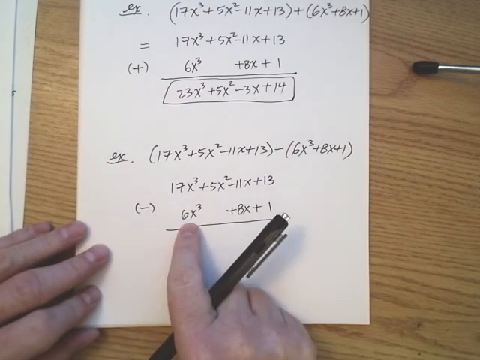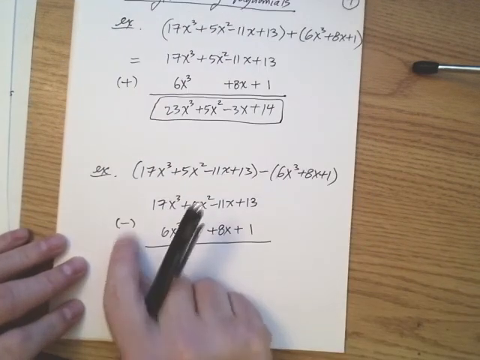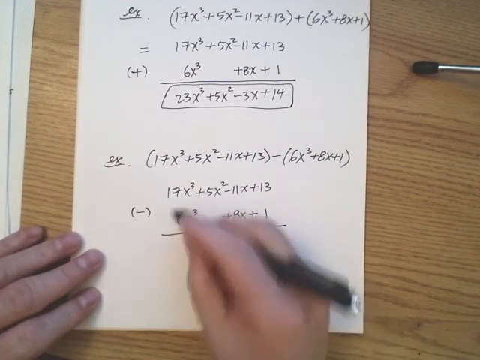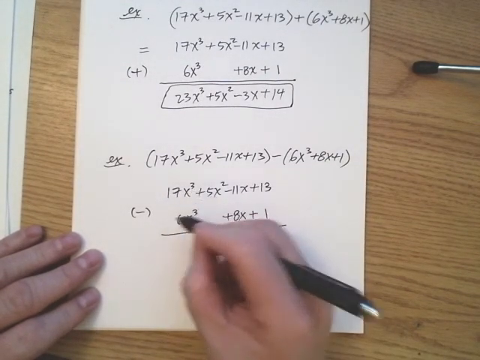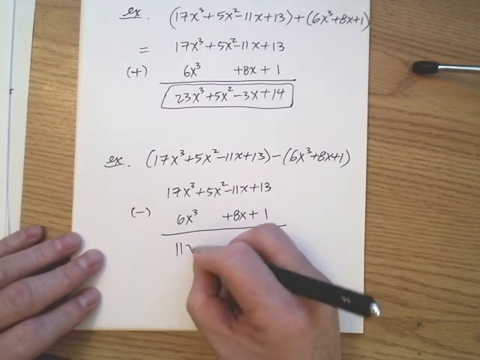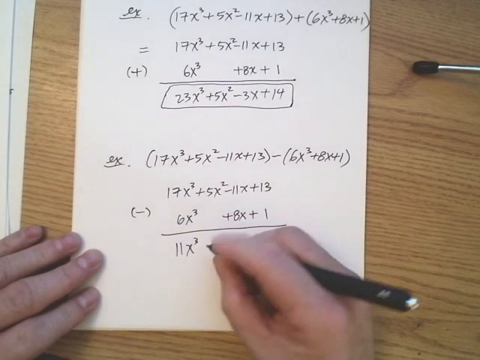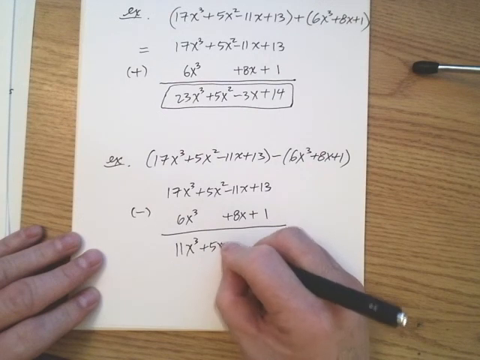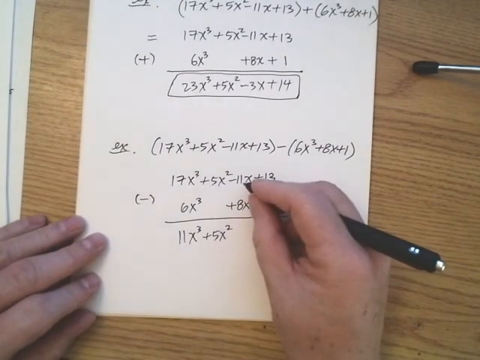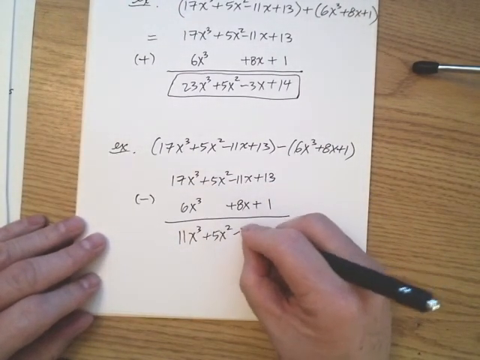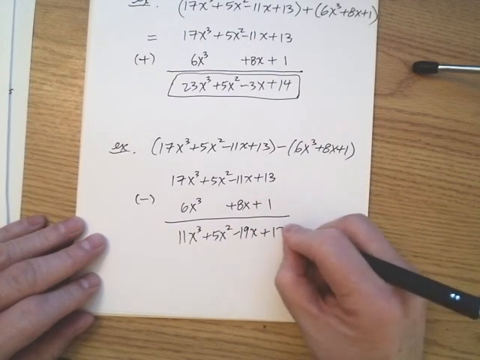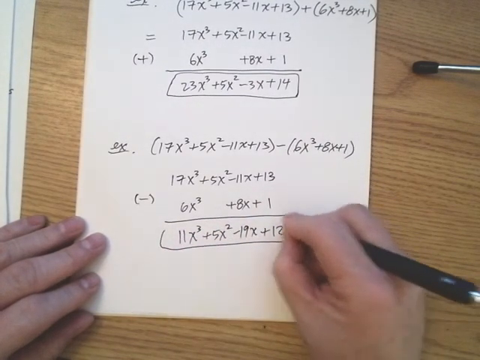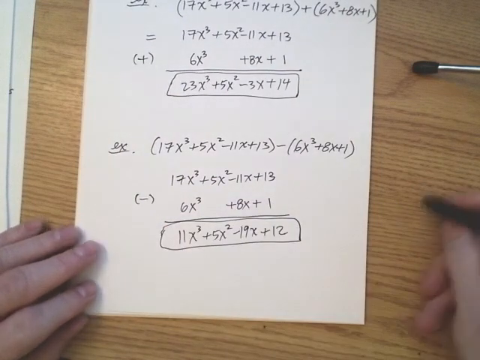This is not attached to any particular term. I'm just reminding myself that I'm subtracting. Okay, again, like terms. 17x cubed minus 6, that would be what? 11x cubed. 5x squared minus 0x squared, essentially. Okay, negative 11 minus 8 is negative 19x. 13 minus 1 is 12. And so here is the difference of our two polynomials.